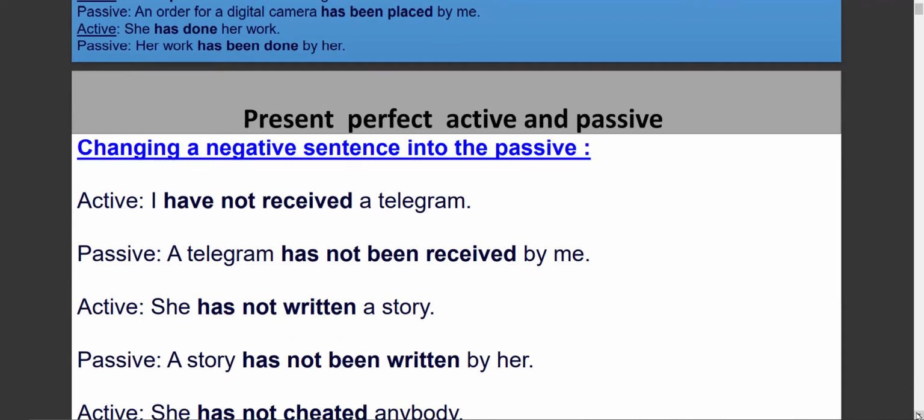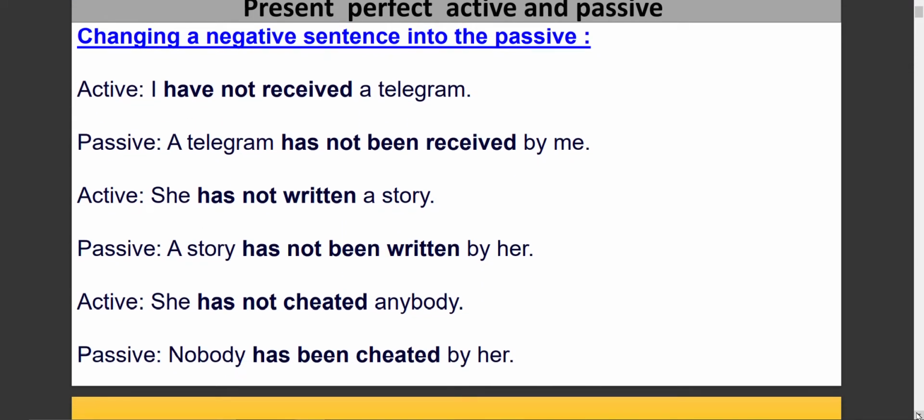Right? Alright. Now let's take this. Let's see present perfect مضارع التام للمبني المجهول والمبني المعلوم. Alright. Now changing a negative sentence into the passive. كيف نحول الجملة المنفية إلى الجملة المبنية المجهول في صيغة النيجاتيف. Active وهي طبعا هاي جملة مبنية للمعلوم. Active: I have not received a telegram. Passive: A telegram has not been received by me. Right. حالة النفي.